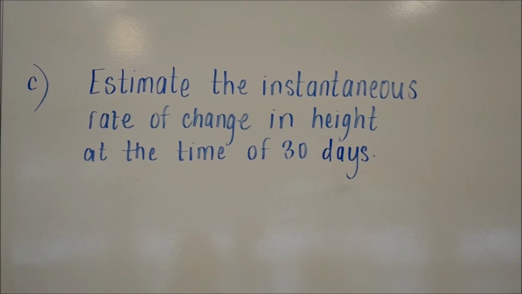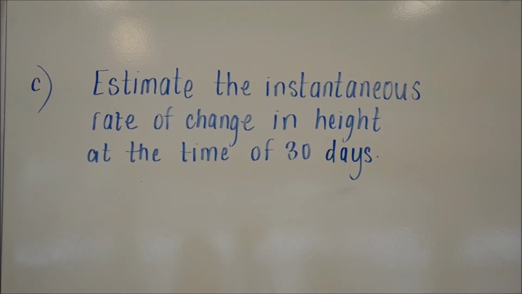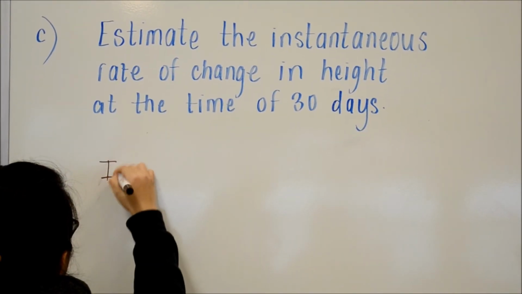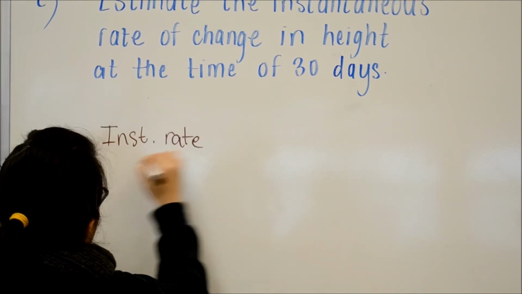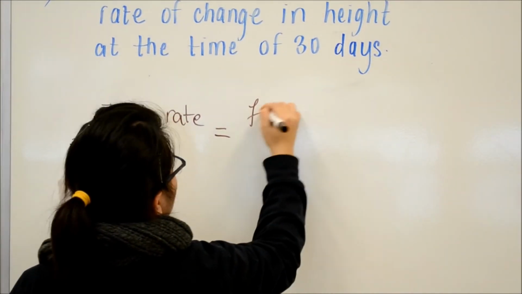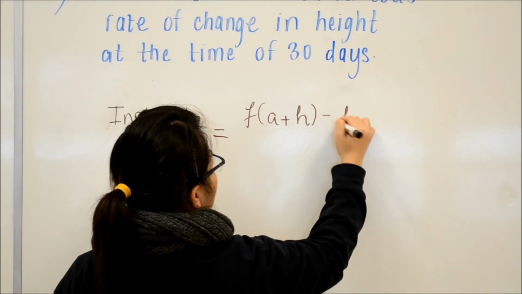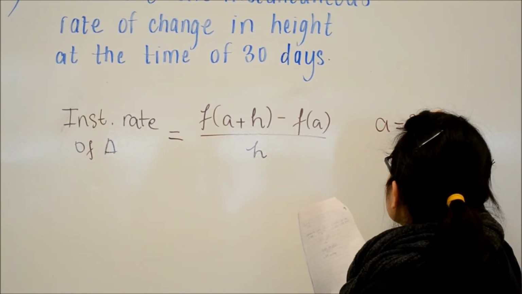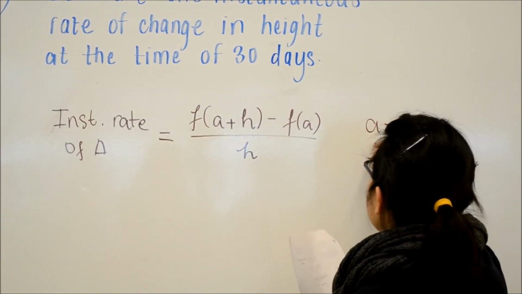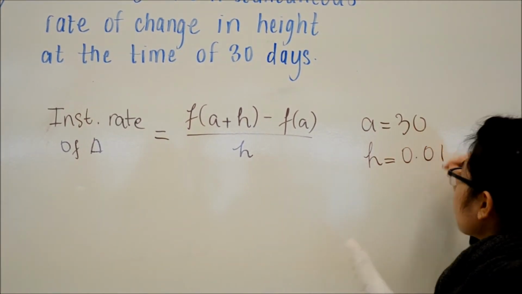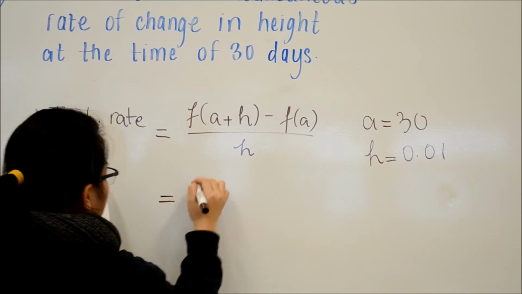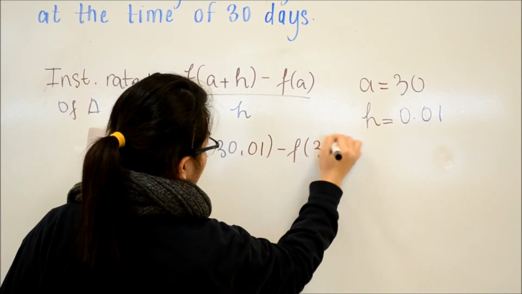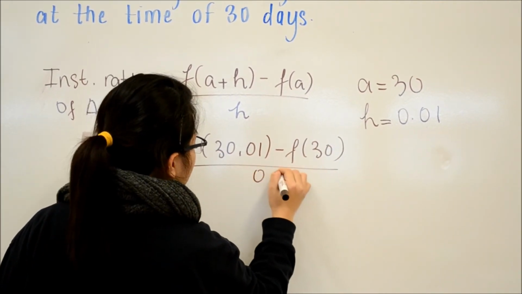C. Estimate the instantaneous rate of change in height at a time of 30 days. We have the formula to calculate the instantaneous rate of change: f of a plus h minus f of a, divided by h. We have a equal to 30 because we're doing 30 days, and h equal to 0.01. Therefore, this is equal to f of 30.01 minus f of 30 divided by 0.01.